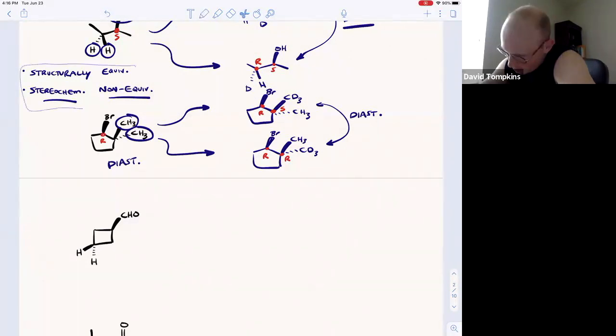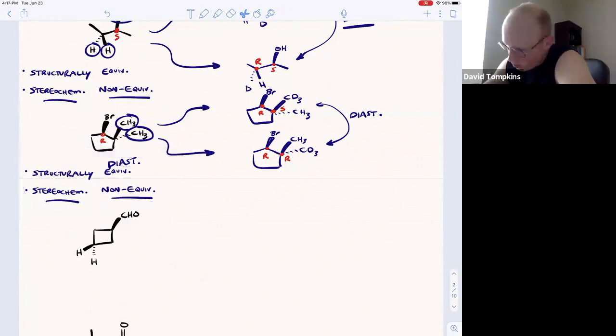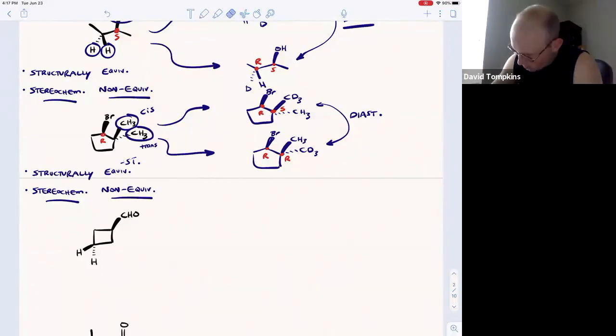Once again, they are structurally equivalent because the methyl groups here were on the same carbon atom and the same distance from bromine, etc. But one of them is always cis to the bromine, while the other is always trans. So there's a cis-trans difference between those groups. When it's only a cis-trans difference and nothing more, the groups that are indicated are diastereotopic.